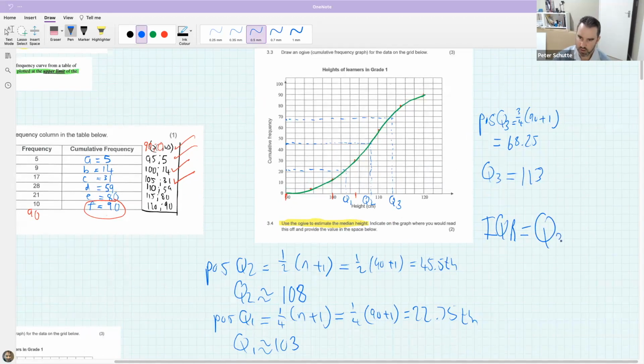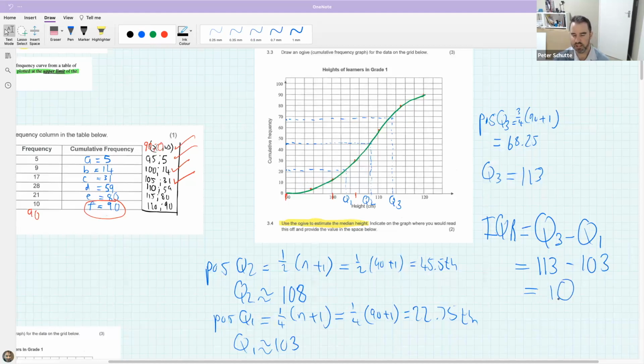Now, we have to go back into our brains and remember what the interquartile range actually does. And I think Q3 would be 113. And what was Q1? Q1 was 103. And so the interquartile range would just be 10 centimeters. So what that's saying is that in this class, the middle 50% of the data are within 10 centimeters of each other. So that kind of makes sense.